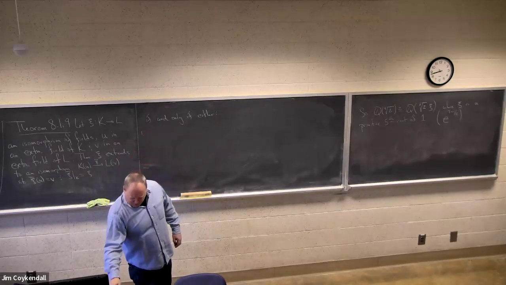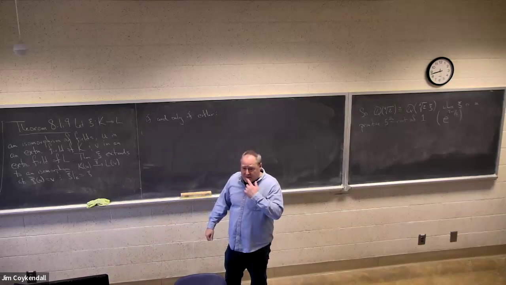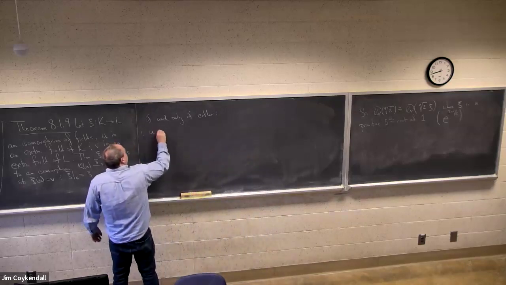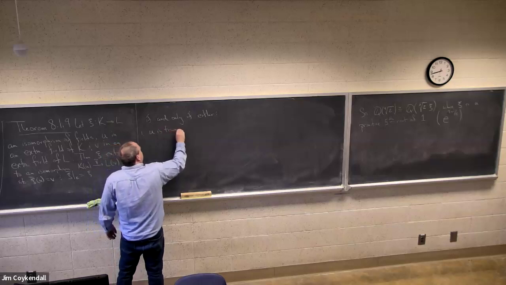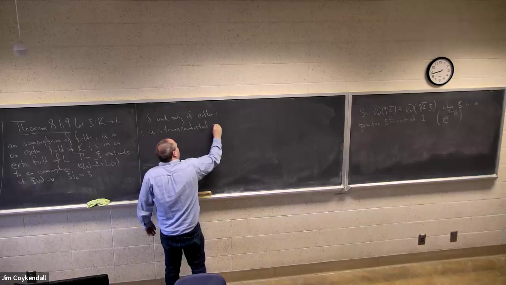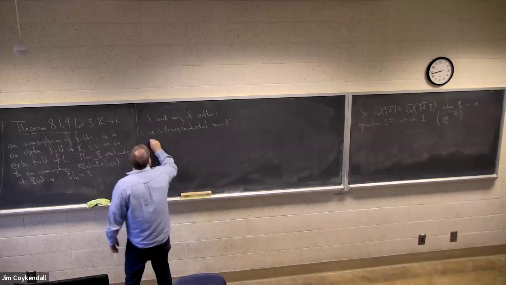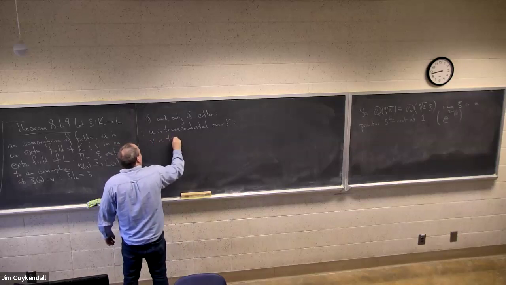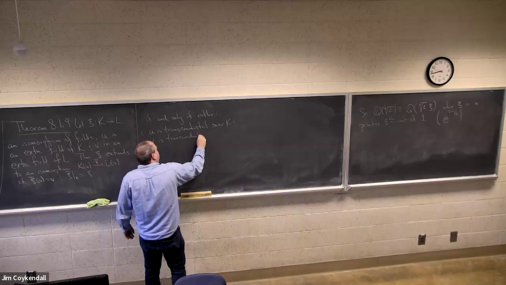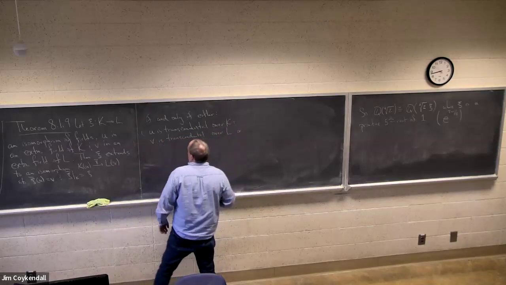You want to guess what the conditions are? What's that? Both are transcendental. Okay, one, U is transcendental over K, and V is transcendental over L.